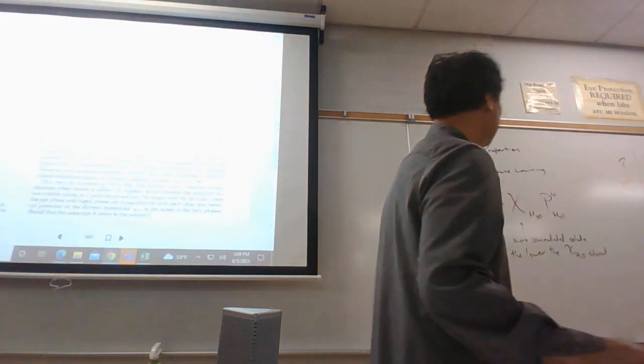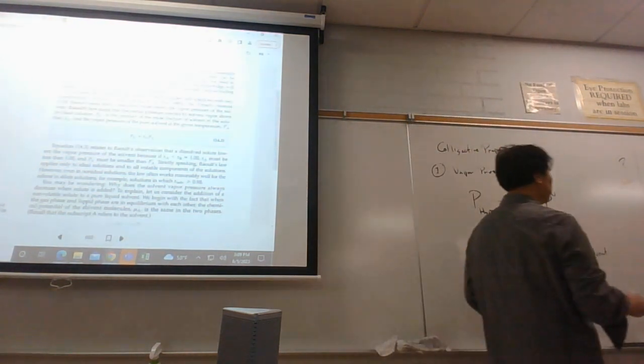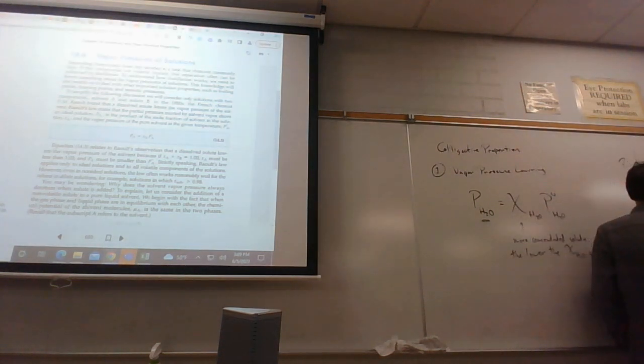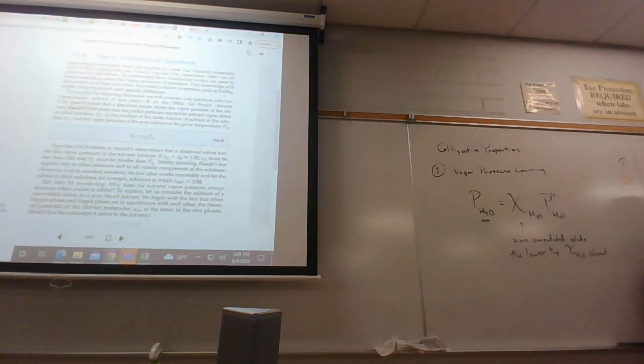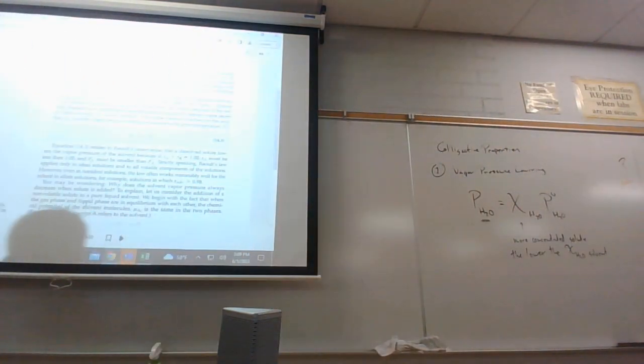And so these are called colligative properties. 1, vapor pressure lowering is a colligative property. 2, melting point depression is a colligative property. And 3, boiling point elevation is a colligative property. And so let's look at some examples.